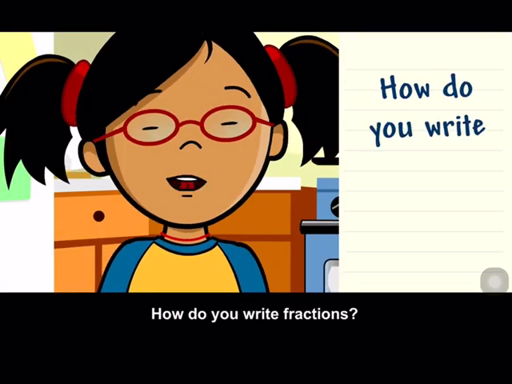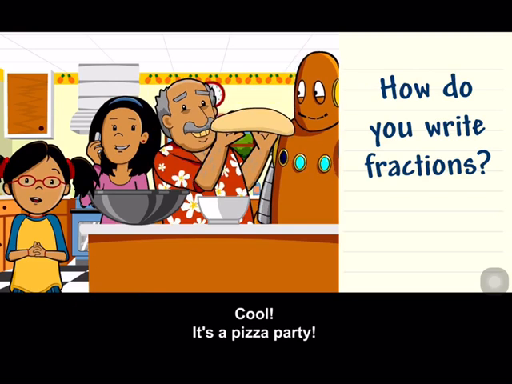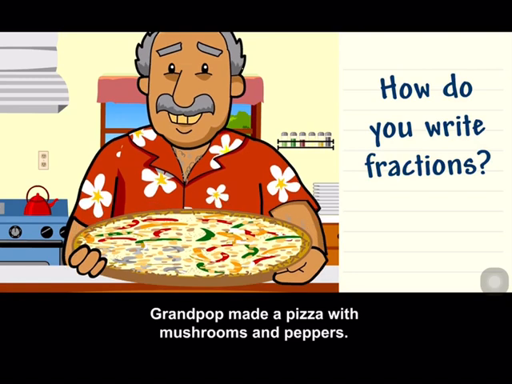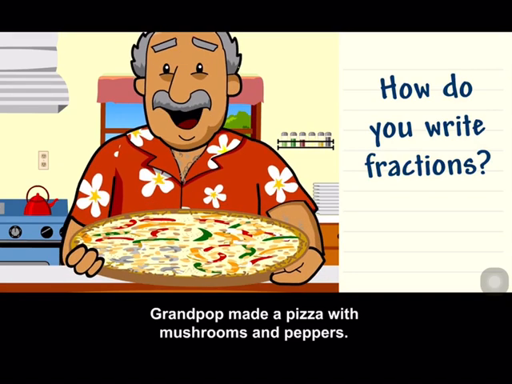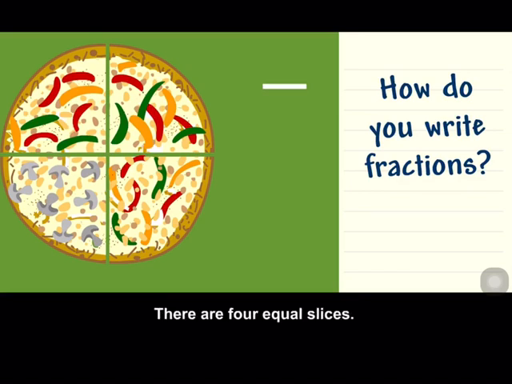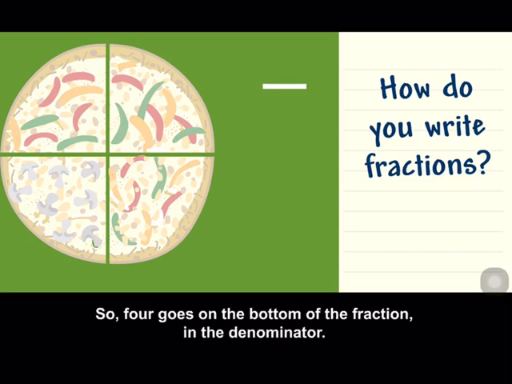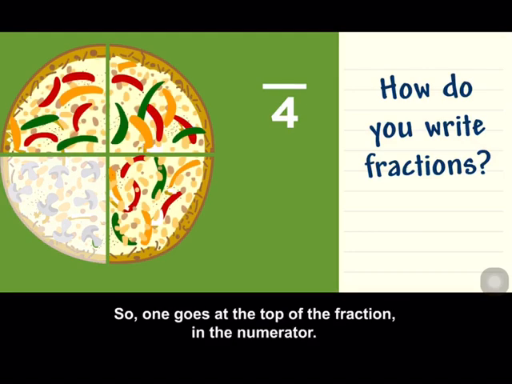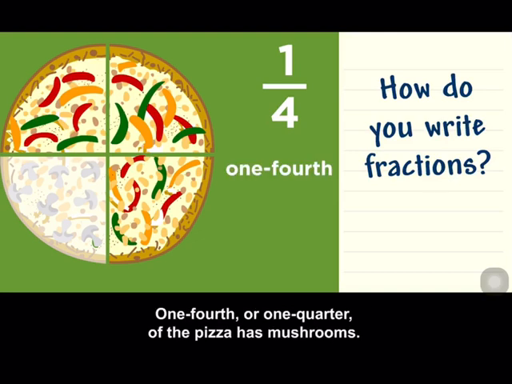How do you write fractions? Cool, it's a pizza party. Grandpa made a pizza with mushrooms and peppers. What fraction of the pizza has mushrooms? There are 4 equal slices. So 4 goes on the bottom of the fraction in the denominator. 1 slice has mushrooms, so 1 goes at the top of the fraction in the numerator. 1/4 of the pizza has mushrooms.